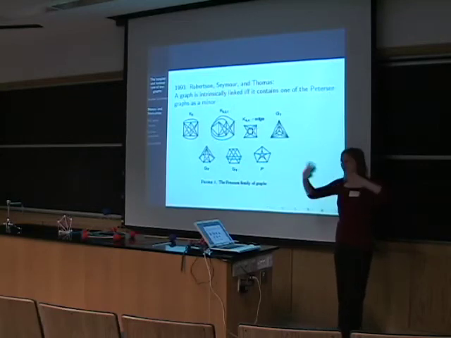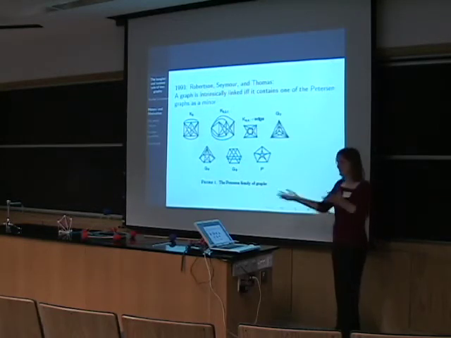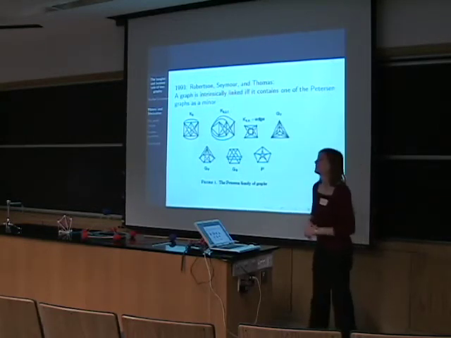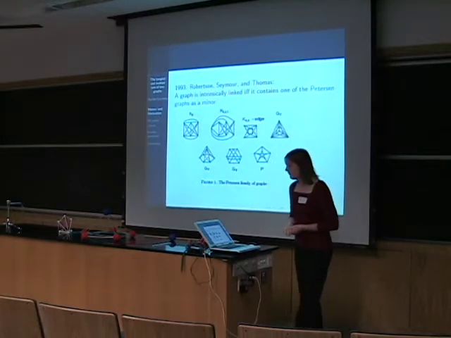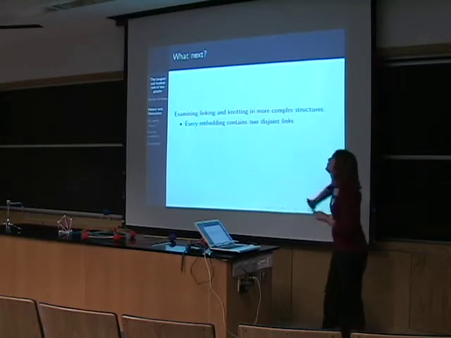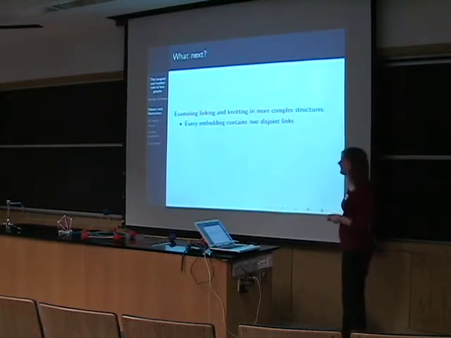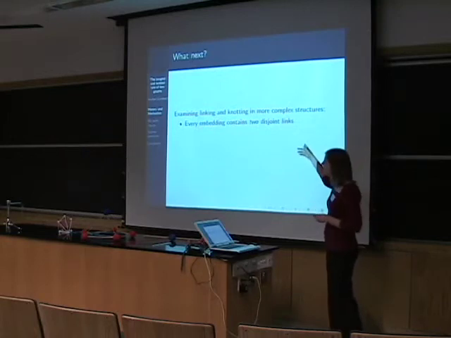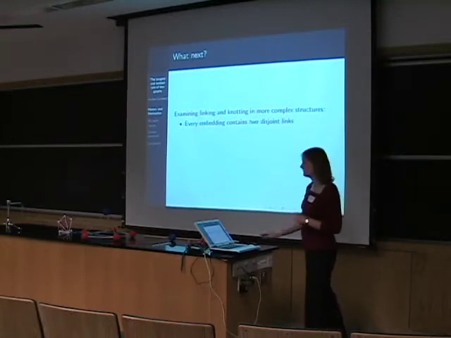And you might think that with such a foundational result, people might stop there. Okay, we've characterized intrinsic linking, we don't need to do research anymore. But mathematicians don't want to stop, so they've specialized it. What people started to do was look at linking and knotting in even more complex structures and specialize the results. So some people have been looking at embeddings containing 2 disjoint links.